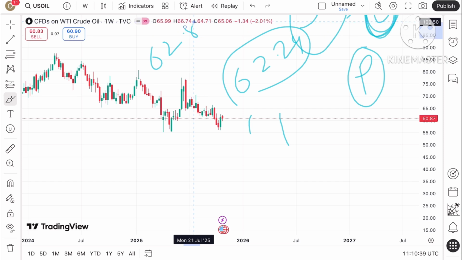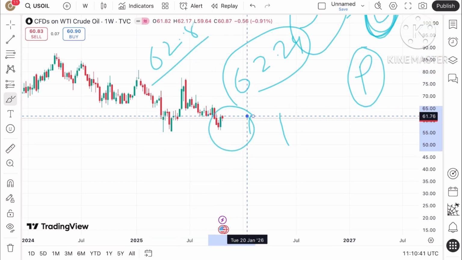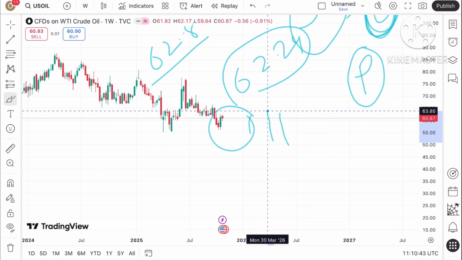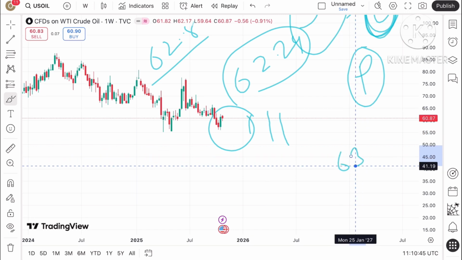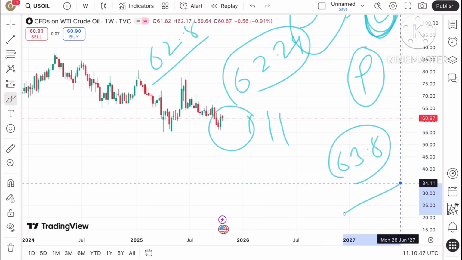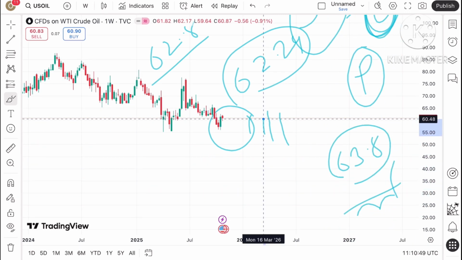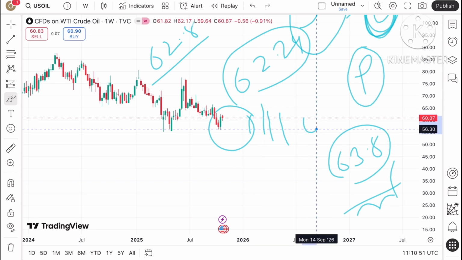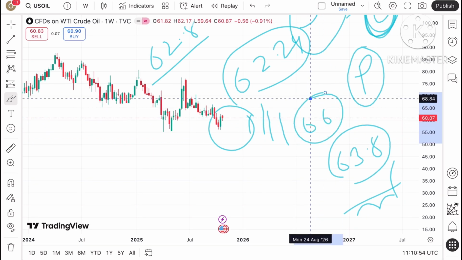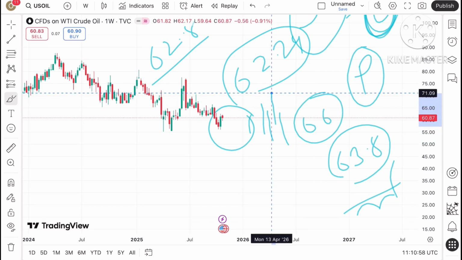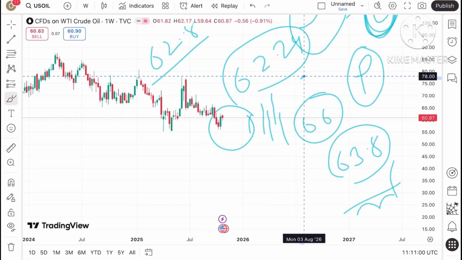And once the price moves above this level, there is a higher chance of going towards a level of 63.8. This 63.8 is already weak, so the price can rise above that level, and from there it can touch a level of $66. And once the price rises above $66, chances are very high it will go towards a level of around 70.